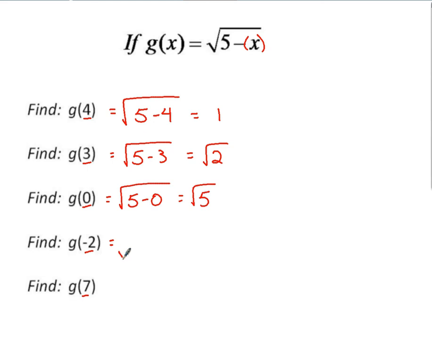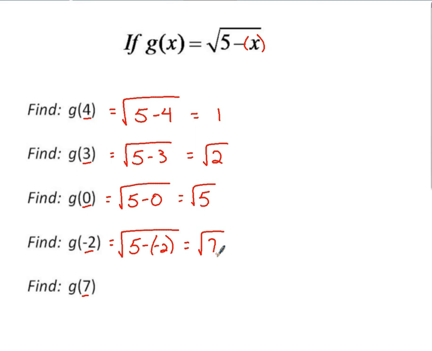For g of negative 2, square root of 5 minus, maybe parentheses help here in the substitution, because you're subtracting a negative, right? But we know what happens with that double negative. We know how that creates the positive situation, so you have the square root of 5 plus 2, which would be the square root of 7. A lot of irrational answers here.